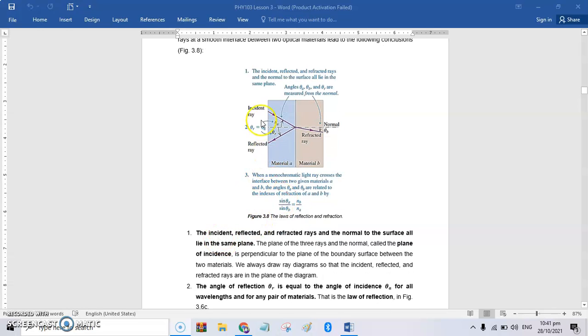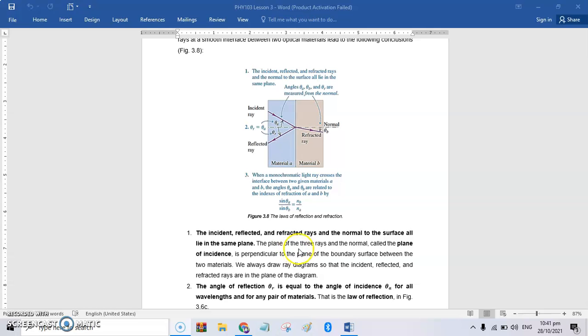The incident, reflected, and refracted rays, and the normal to the surface. This is the normal line to the surface. And where's the surface? This is the surface that is touching. Ito yung surface na nagtatouch between A and B. They all lie in the same plane. So, where's that plane? Dito.